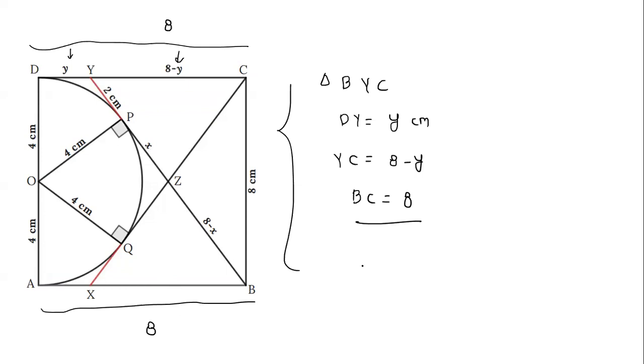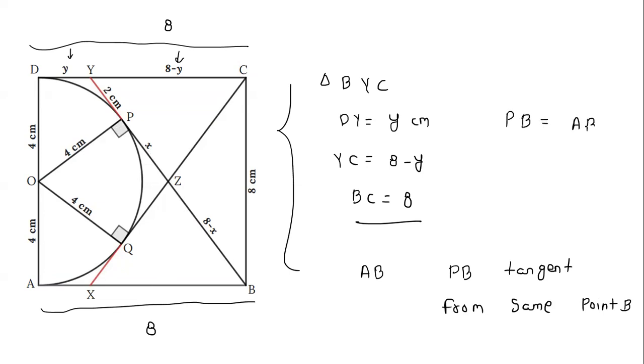So this AB and PB are both tangent from the same point B to the semicircle. So this PB length is equal to this AB length. We know if we draw tangents from the same point to the semicircle, then both tangent lengths are equal. So we know this is 8, and we initially assumed this as x, so this will come as 8 minus x because PB is equal to 8. So if PZ is equal to x, then BZ will come as 8 minus x.